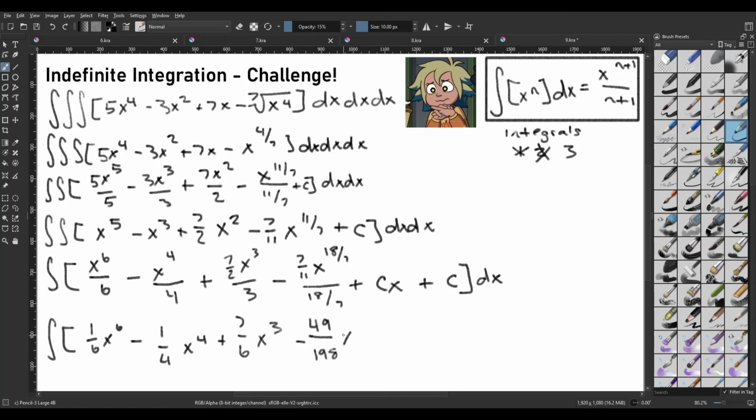198 x to the 18 over 7th power plus cx plus x dx. That's our second integral officially done. So while I did use some calculator here, this is one of those things where you can absolutely use a calculator, it's going to be your best friend. I'm going to have to erase some of this. As long as you understand how I got here, we should be good.